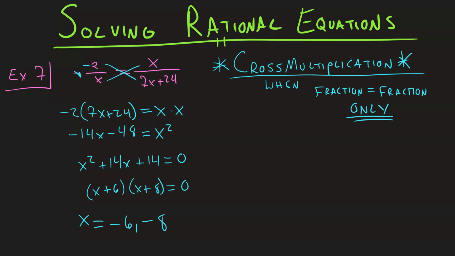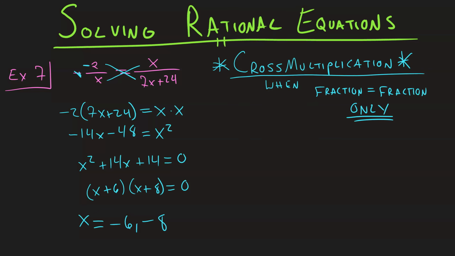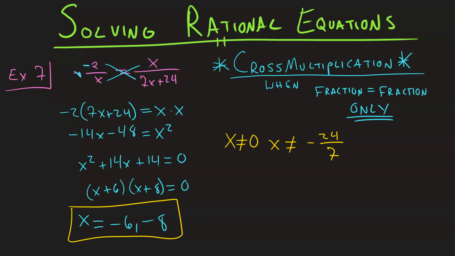Of course, we have to make sure that this isn't one of our excluded values. So I'm going to go back here and make sure. My first fraction is being divided by x, so I know that x cannot equal 0. And I know that 7x plus 24 cannot equal 0, so x cannot equal negative 24 over 7. Since none of our solutions are those excluded values, these are our 2 solutions to this particular rational equation.